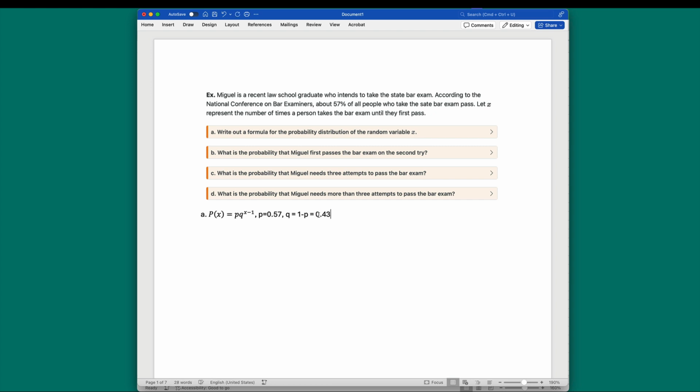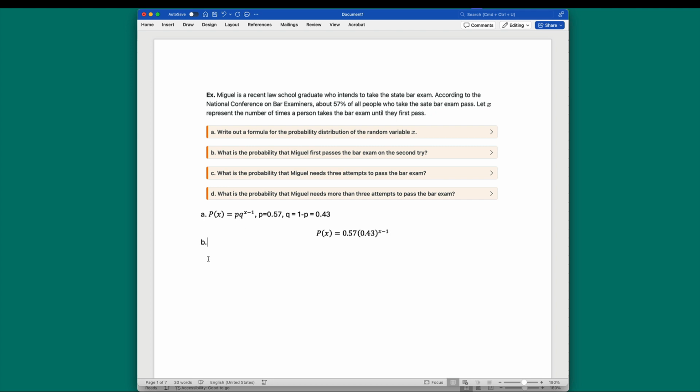All right, so now we can write out the probability distribution, which in this case is just the geometric distribution. A geometric distribution models this particular situation. So we have 0.57 times 0.43 raised to the X minus 1. And that there is our geometric distribution that models this problem.